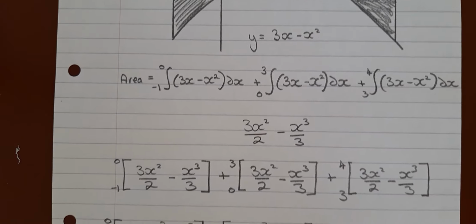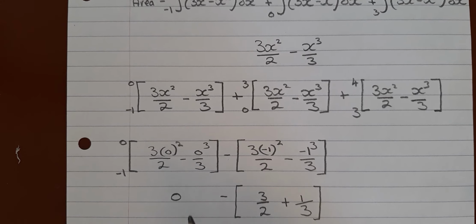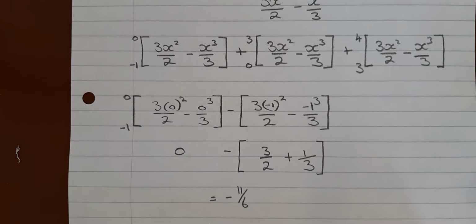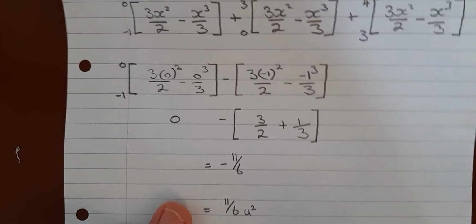So between 0 and -1. Subbing in our 0, we get 3 multiplied by 0 squared over 2 minus 0 cubed over 3, minus 3 multiplied by -1 squared over 2 minus -1 cubed over 3. First section, we get 0. Second section is minus 3 over 2 plus 1 over 3, which is equal to minus 11 over 6. So that gives the first section the area to be 11 over 6 units squared.